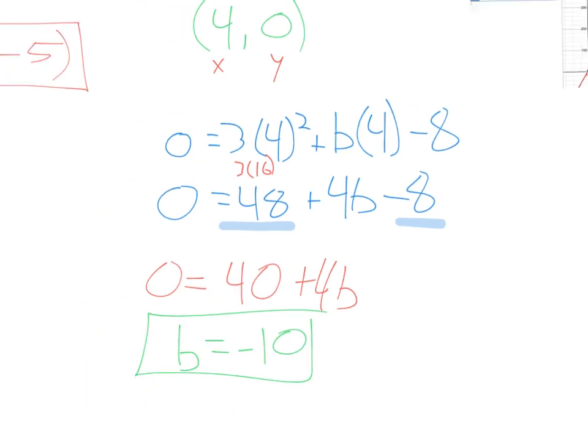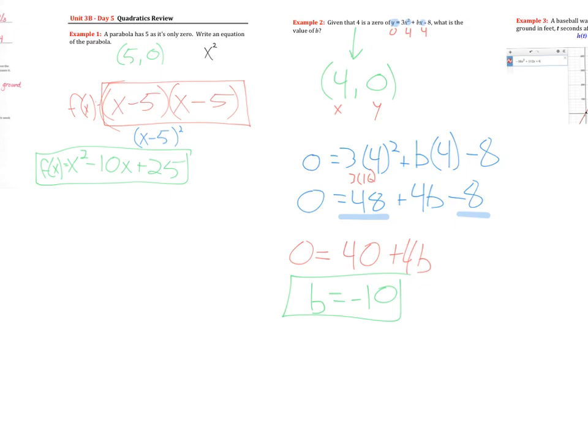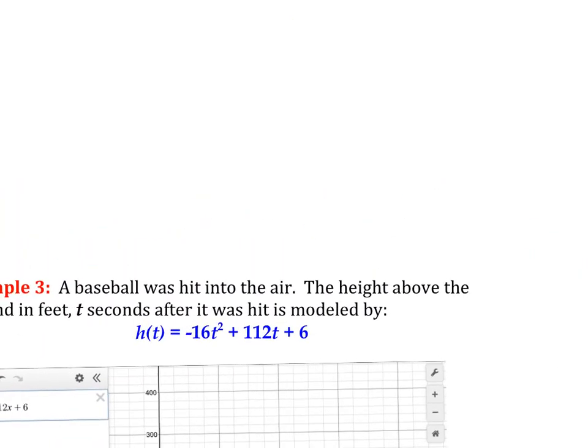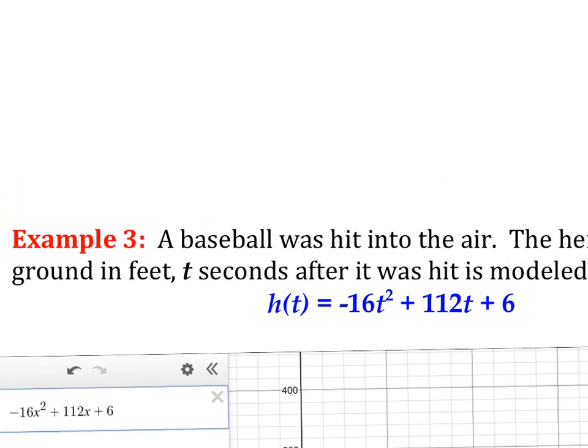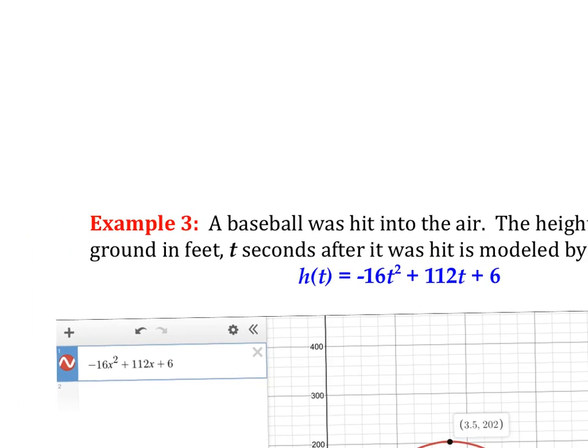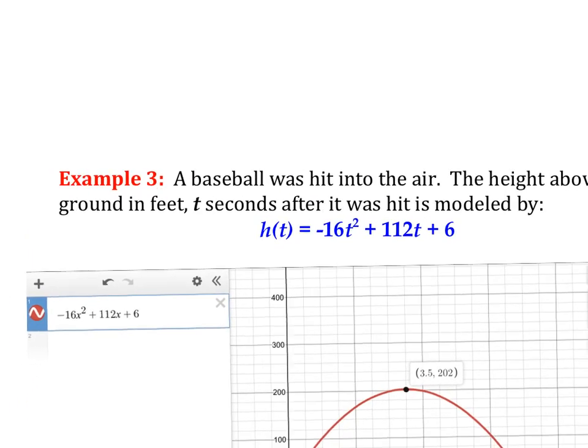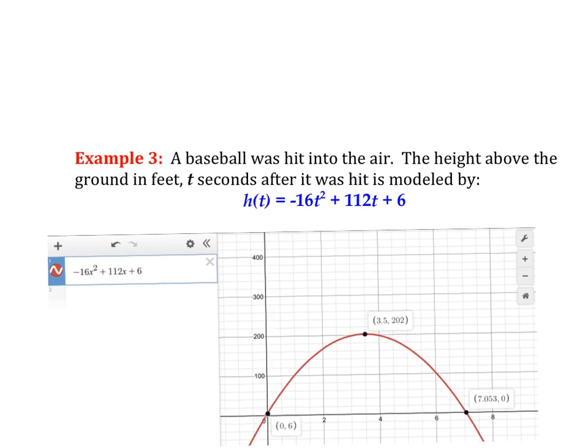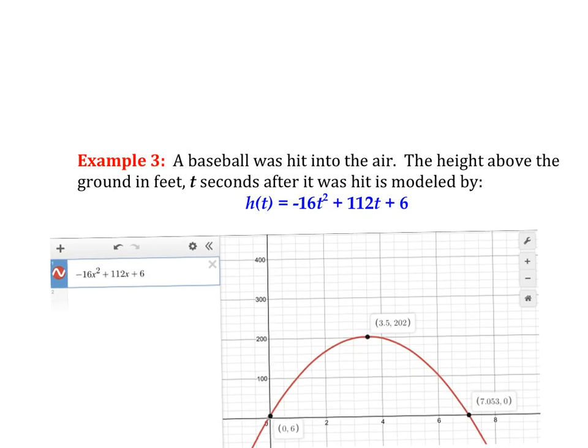All right. The next one is one that I used Desmos on. Now, you could do this problem on a TI-84 or 83, whatever you have. I don't have one of those on my iPad, so I've got Desmos, so I'm using Desmos. And I like Desmos way better.